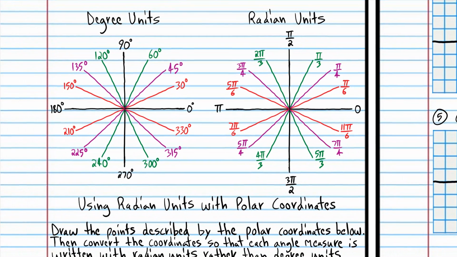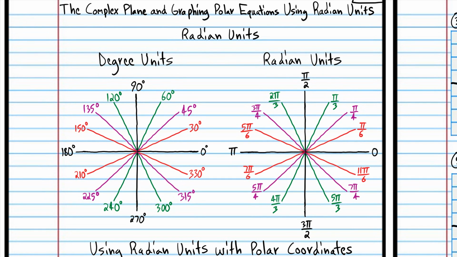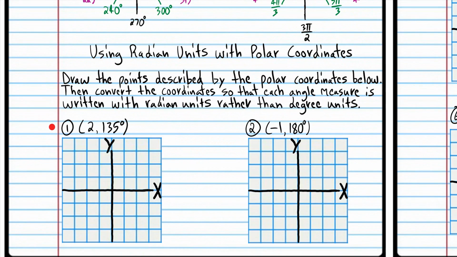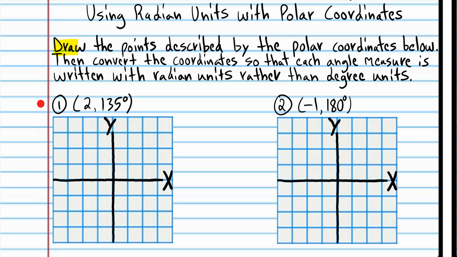So I want you to get a picture of all this information here. We're going to use this throughout the class. So now we're going to use radian units with polar coordinates. It says, draw the points described by the polar coordinates below, then convert the coordinates so that each angle measure is written with radian units rather than degree units.